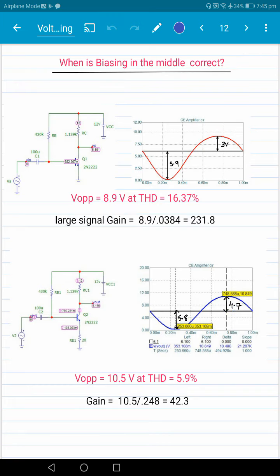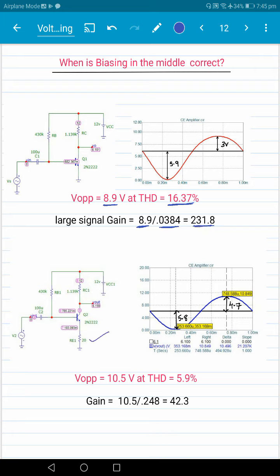So when we didn't have emitter resistance, we had a swing of 8.9, harmonic distortion of 16.37, and a large signal gain. So peak to peak voltage is 8.9, and the corresponding peak to peak input voltage was 0.0384, and the net large signal gain is 231.8.